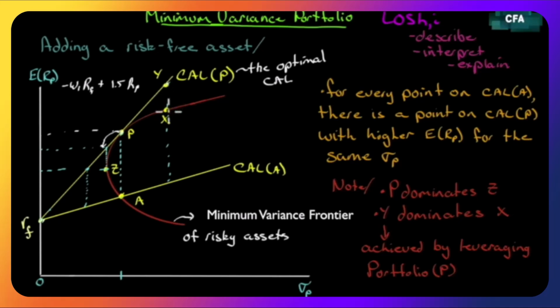If we were going to invest in X, we can combine the risk-free asset and move ourselves up here for the same level of risk, the same risk, to get a higher return. So Y dominates X. It's achieved by leveraging portfolio P.